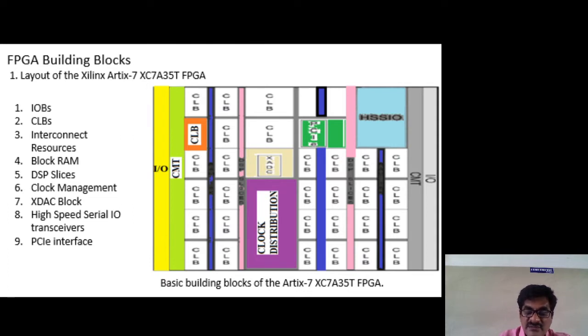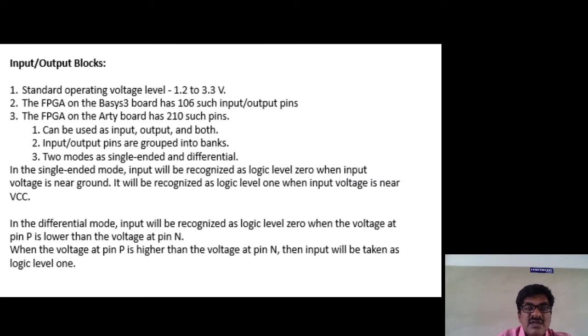Coming to IOBs, that is input output block. What it means is, it consists of a number of pins that act as input and output. Through these pins the FPGA can connect with the outside world. That is, it can accept data from the outside world through these pins, or it produces results to the outside world through these pins.